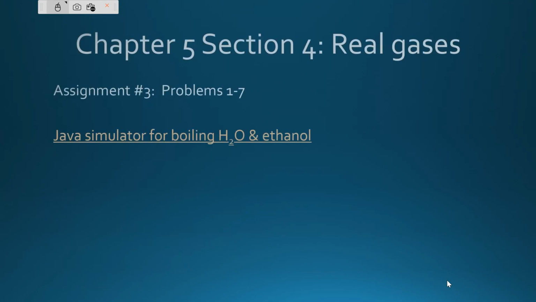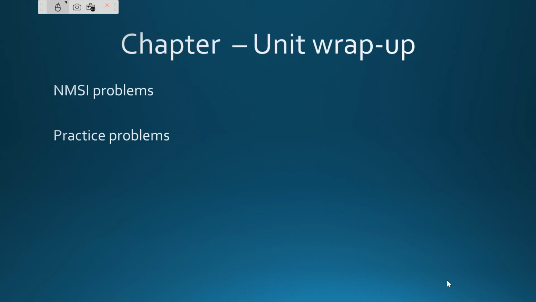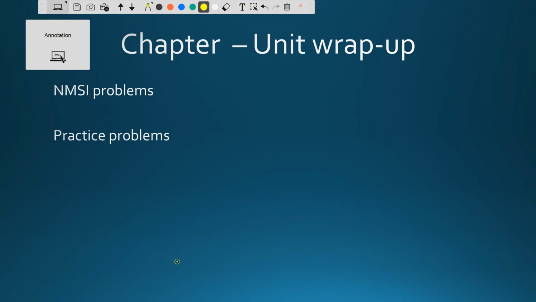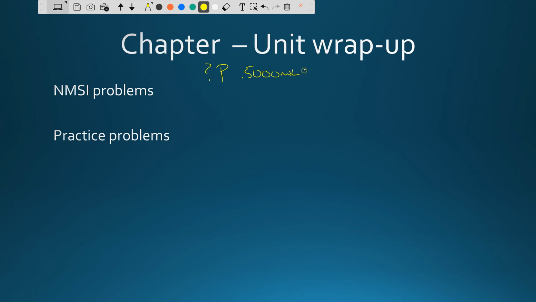Okay, so here, let me take a look at the problem since I didn't type it in. The problem we'll be seeing here is: find the pressure exerted by 0.5000 moles of N2 in a 1.0000 liter container at 25 degrees Celsius. So let's use the ideal gas law first.